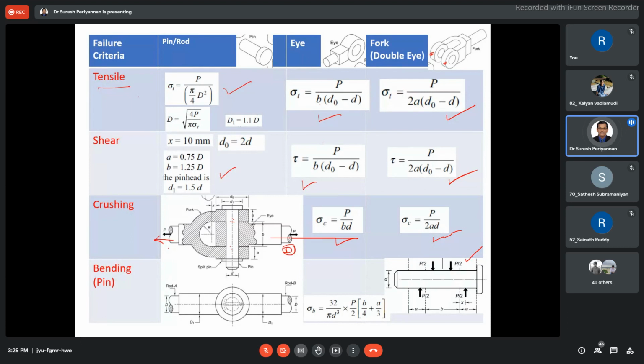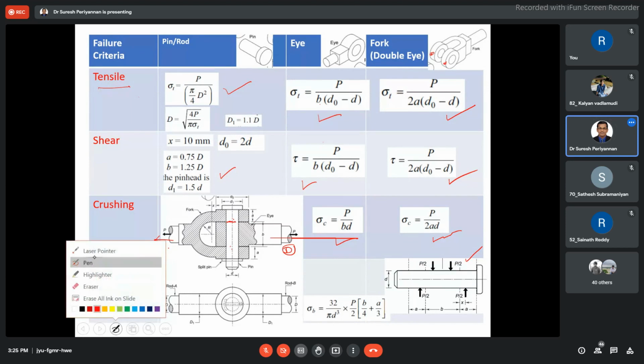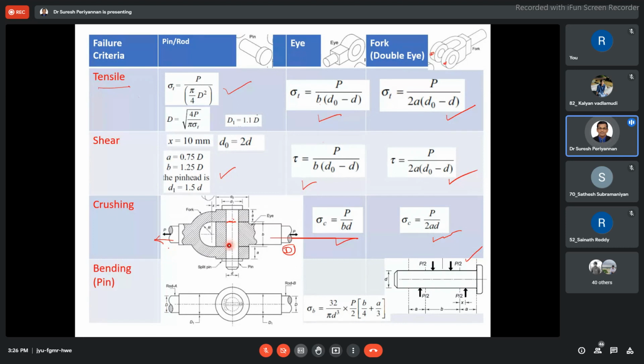Next, the pin is subjected to shear, two shears: one shear in this region and another in this region. Then the pin is going to have double shear, so the shear failure of the pin is P by 2 into pi by 4 d squared. These are two regions, hence 2 into pi by 4 d squared.